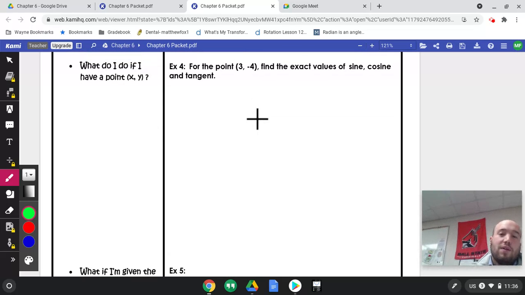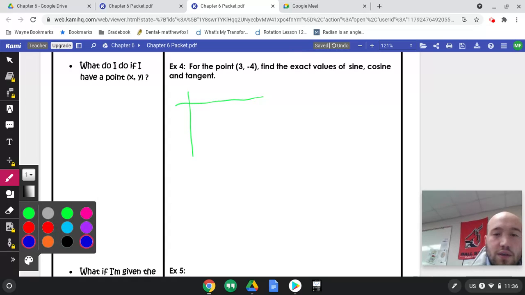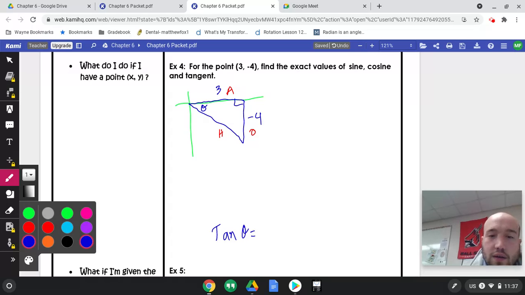Just to recap, I know this is in your notes, but if we had the point (3, -4), let me draw our little triangle over here. So we know that would be 3, that would be -4. It's a right triangle with our theta there. Already we know that this is our hypotenuse, this is our adjacent, this is our O. So before we even did anything, you could find your tangent, TOA. Tangent of theta is -4 over 3.